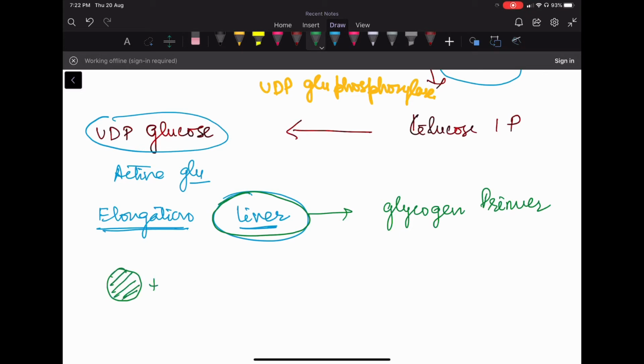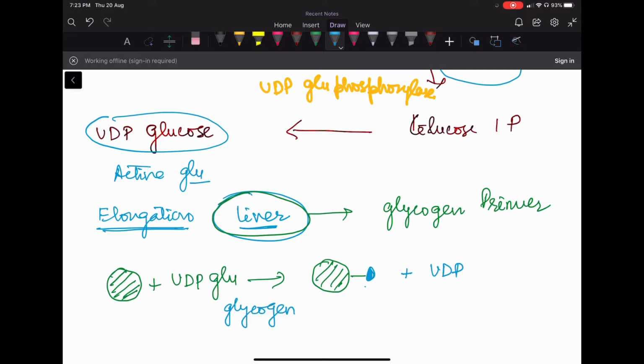Now this combines with UDP glucose, which is the active form of glucose, and ultimately this primer combines with one molecule of glucose and UDP is released. So this glucose combines, and the enzyme is glycogen synthase.